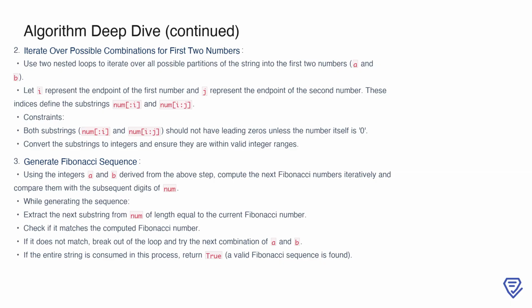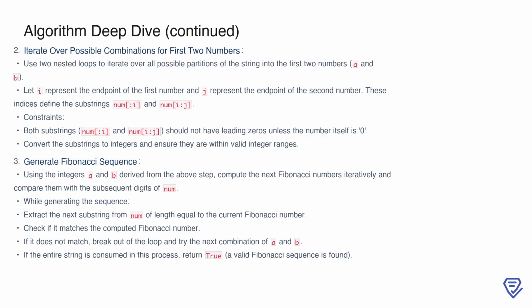Using these initial numbers, we iteratively compute the next Fibonacci numbers and compare them to the subsequent digits in the string. For each computed Fibonacci number, we extract the next substring from num and check if it matches. If no match is found, we abandon the current combination and move to the next pair of starting numbers.